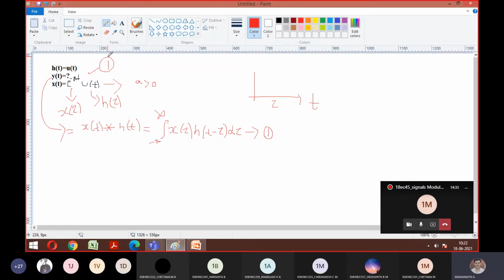From this topic, convolution integral, you can expect 8 to 10 marks in the exam. In the same way, convolution sum. So it means there are almost 16 to 18 marks, right? So look at this formula.